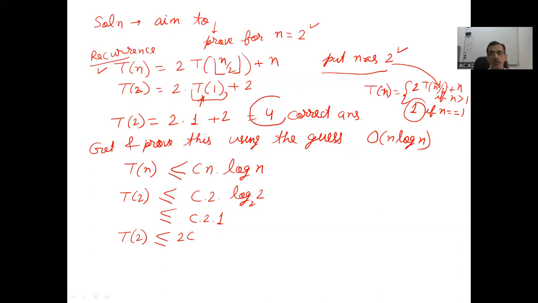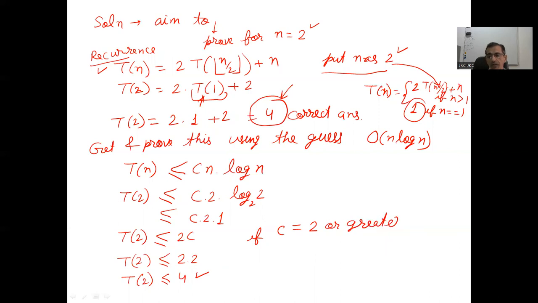I want T2 to be 4. So if I say C is equal to 2, I can easily get T2 to be less than or equal to 2 into 2. So T2 is less than or equal to 4. And I know that T2 is actually 4. So T2 is proved to be correct. So if my C is 2 or greater than 2, then guaranteedly this relation will be more than or equal to 4. So I am able to prove that.